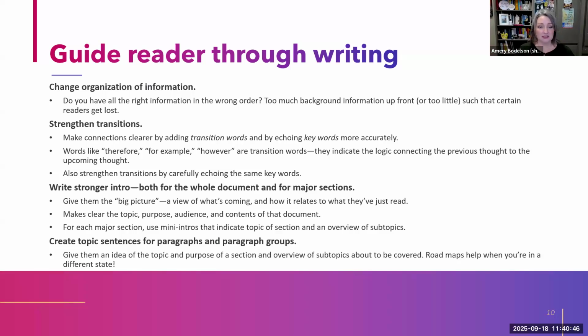And then creating topic sentences for paragraphs and paragraph groups, which just means that each beginning of each section is a short, crisp sentence. It's straightforward, it's direct, and it's quick to read. It's not a very long, lengthy sentence with lots of commas. It's not a compound sentence, and it doesn't have lots of frilly words in it. So everything is quickly scannable, and I can go through it with my eyes and kind of digest the information quickly.